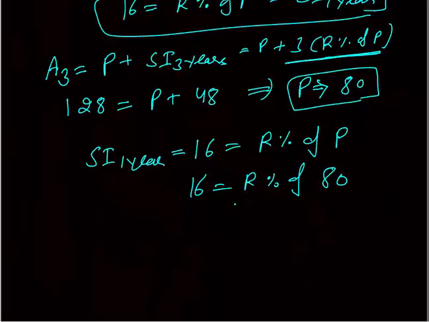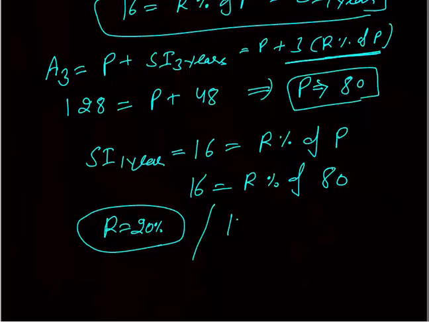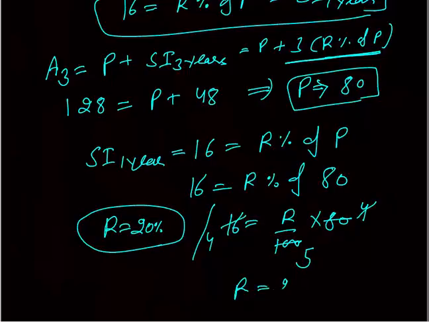20%. The straight away answer would be 20%, because 20% of 80 would be 16. Otherwise you can solve it conceptually. This is r by 100. R percent means r by 100 into 80. This is 24. This is 5. 4 4s are 16. So r will be 20.